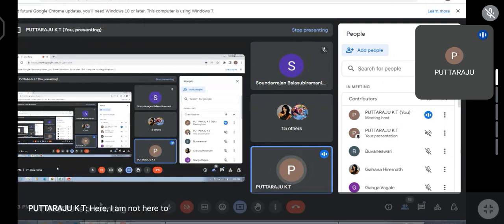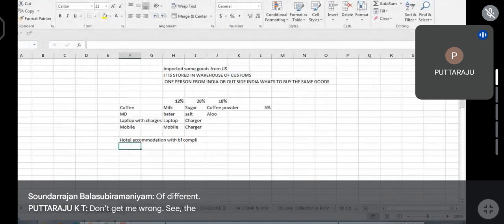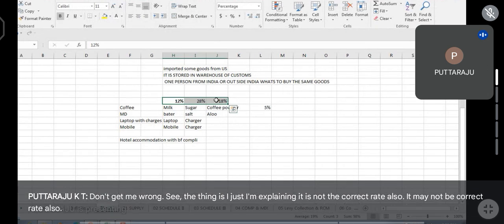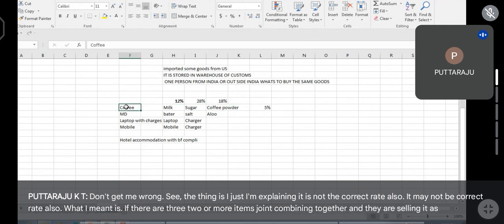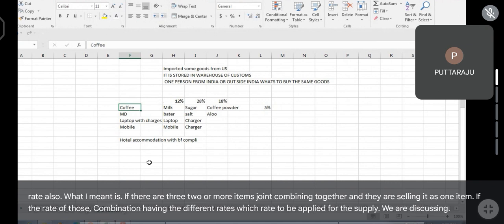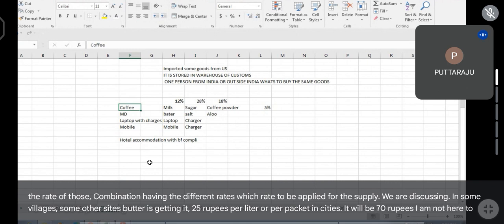Here I am not here to do the consulting, ma'am. Don't get me wrong. See, the thing is, I am explaining. It may not be the correct rate also. What I meant is, if two or more items are combined together and sold as one item, and the rates of those items are different, which rate should be applied for the supply we are discussing? In some villages, butter is available at 25 rupees per packet, in cities it will be 70 rupees. I'm not here to discuss all those things. Sorry for that.